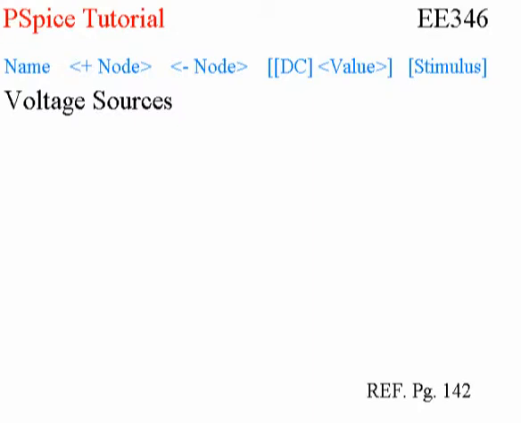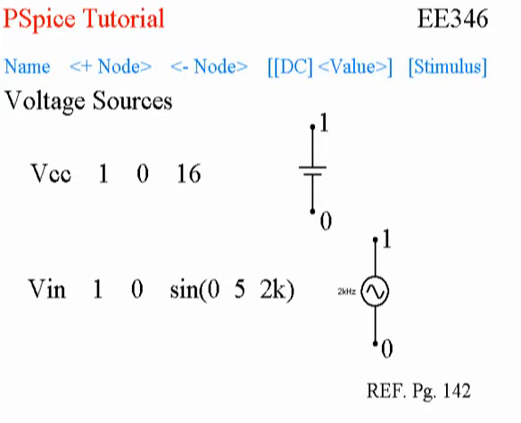When defining voltage sources, you must first decide between AC or DC. If it's DC, you can enter the voltage after the node numbers. If it's AC, you must enter a stimulus, such as a sine wave. The different types of possible stimuli are found in the reference manual, along with their syntax.